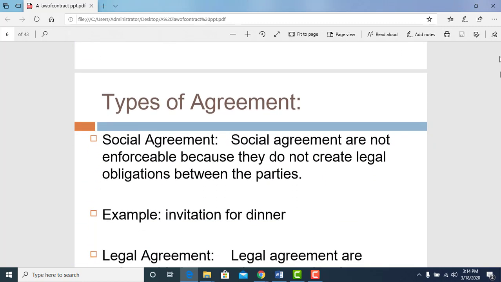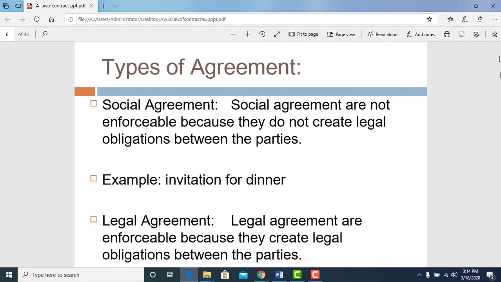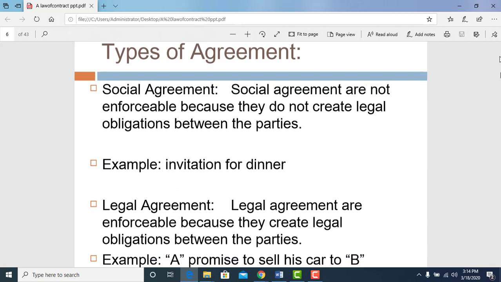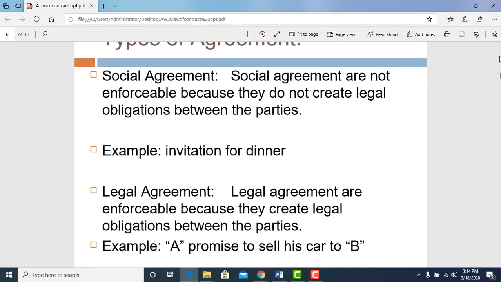Types of agreements. The social agreement. Social agreements are not enforceable because they do not create legal obligations between parties. Example, invitation for dinner. Legal agreement. Legal agreements are enforceable because they create legal obligations between parties. Example, A promises to sell his car to B.